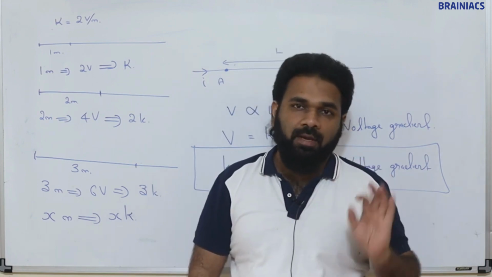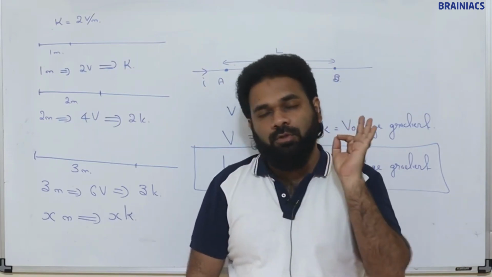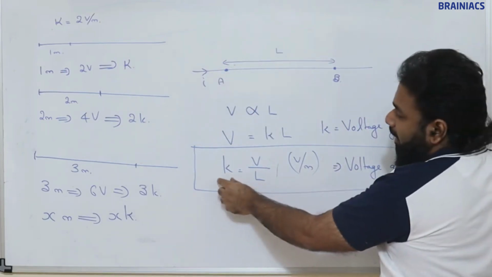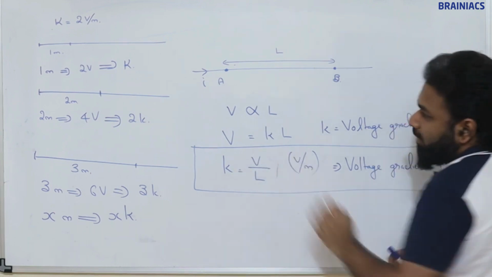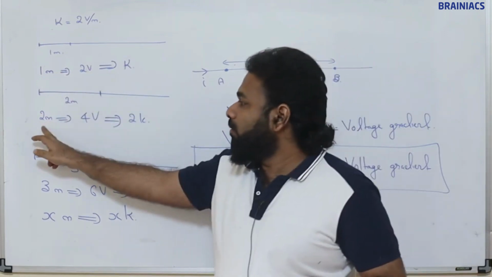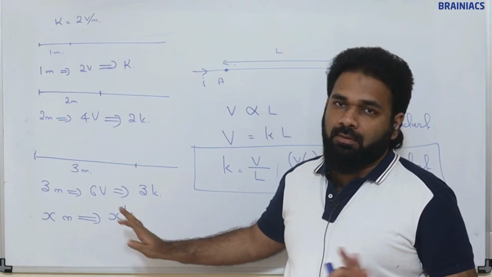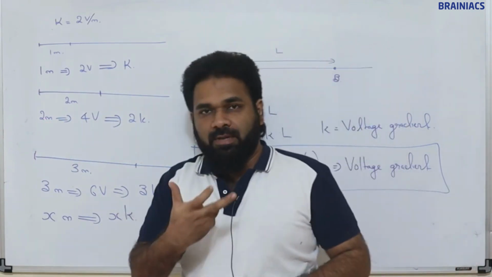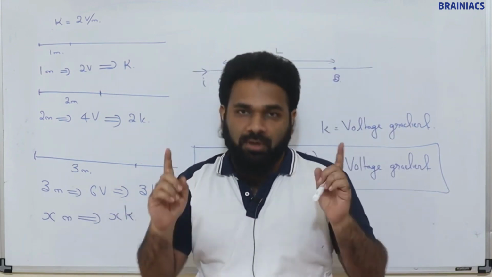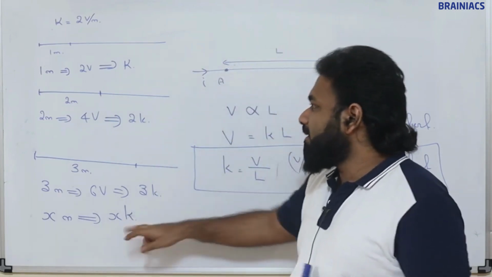Hope you understood. Okay, I repeat again, V is proportional to length L. Voltage difference is proportional to length. Now voltage gradient is nothing but K, total voltage divided by length. So for 1 meter the voltage drop is K, for 2 meters 2K, for X meters XK. How much length is there, that much into the voltage gradient is the total voltage across that length. So for X meters, XK volt will be there.